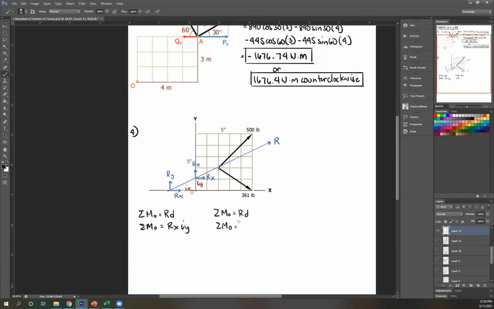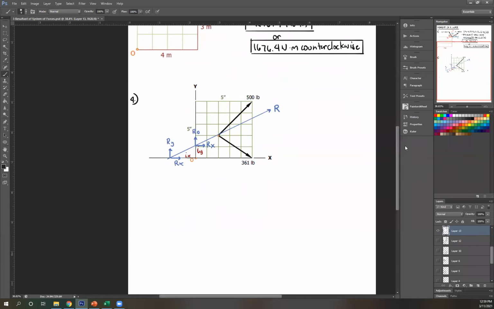So I can just say summation of moment is Ry and perpendicular distance Ix. Okay, so in short, I need to know this moment and I need to know Rx and Ry to solve for Ix and Iy using these equations. So once again, I want to solve for M moment at O and Rx and Ry. So let's start with Rx and Ry.